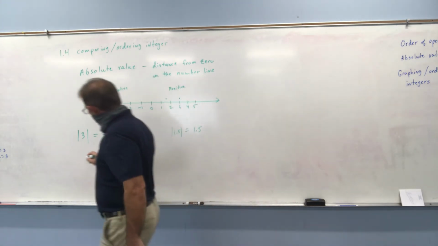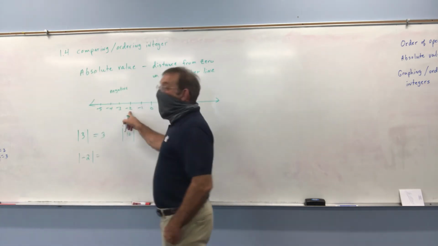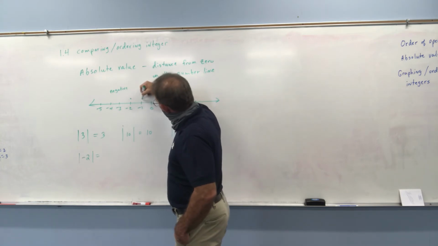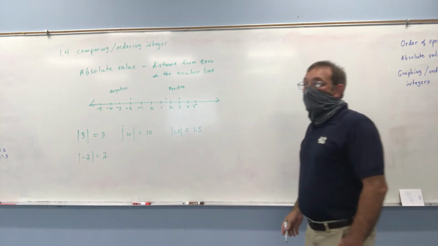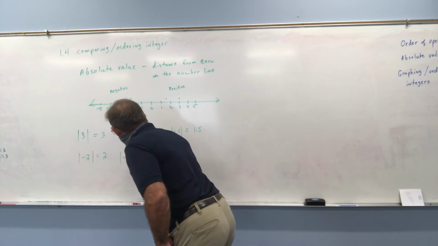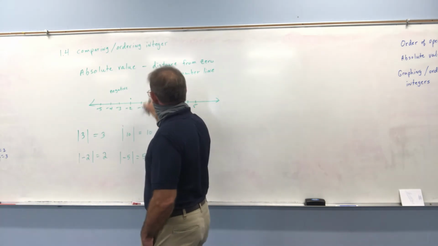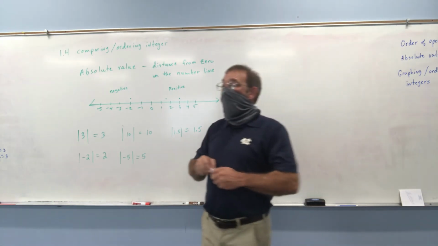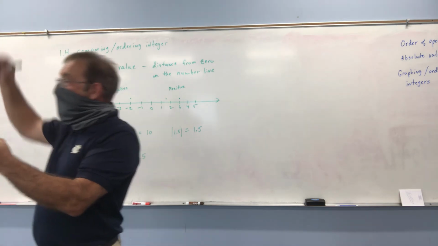What about the absolute value of -2? Yeah, it is 2. That's right, because how far is this from 0? 1, 2 units. What about the absolute value of negative 5? That's right, because how far are we away from 0? 1, 2, 3, 4, 5 units. So, I guess it doesn't take long to see that when you do an absolute value and the number in there is a negative, it just does away with that negative sign, doesn't it?